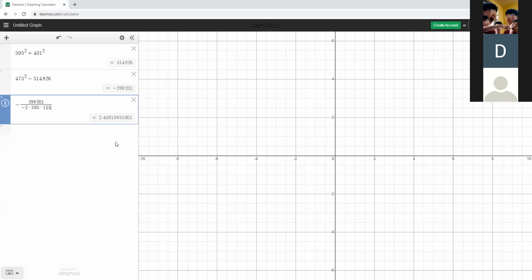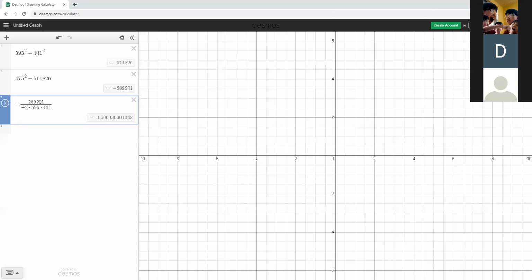And so that is 2.406. And I feel like I made a mistake, so let me double check this. 475 squared minus 595 squared, minus 401 squared. Good. Get that number. We're going to divide it by negative 2 times, oh, that's not 101. That's 401. All right, so we get 0.60605 and a whole bunch of zeros.